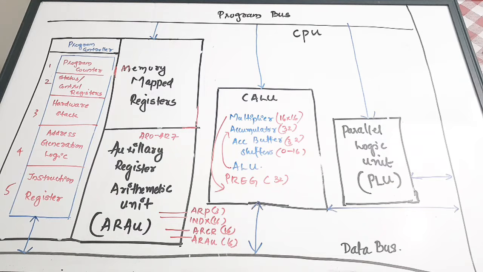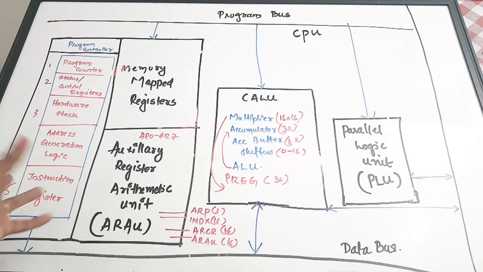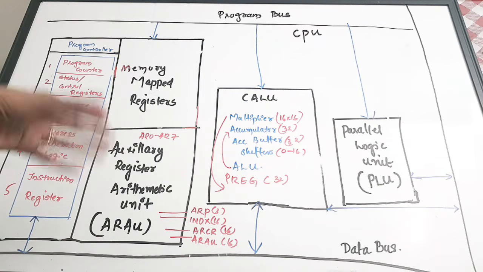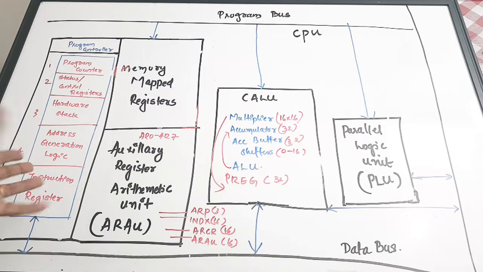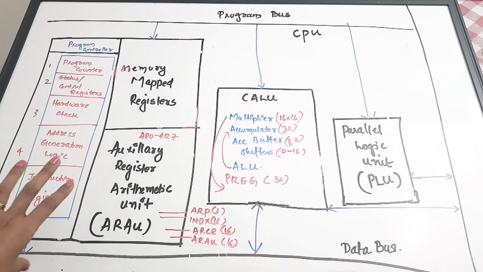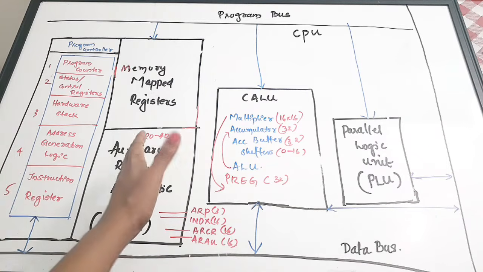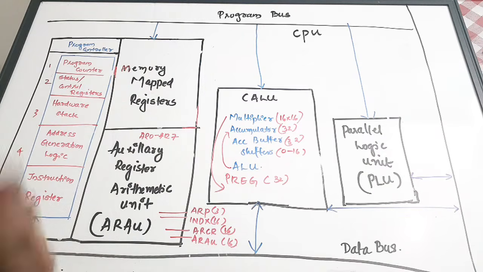I just want to brief up in 2-3 seconds. The first one we have discussed is the program controller. It is acting as a control entity. It has all the controlling elements: the program counter, the status and control registers, the address generation unit, the instruction units, and also the interrupt mask and registers. Moving on to the next part, there are two types of registers: memory mapped registers and auxiliary registers.